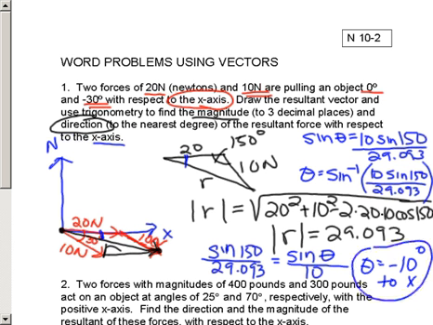What if I said, what's the direction from north? It would be 90 plus another 10, right? So it'd be 100 degrees from north. But since everything was done with respect to the x-axis, let's just keep it with respect to the x-axis. But if you answered this question and said 100 degrees from north, it would still be right.